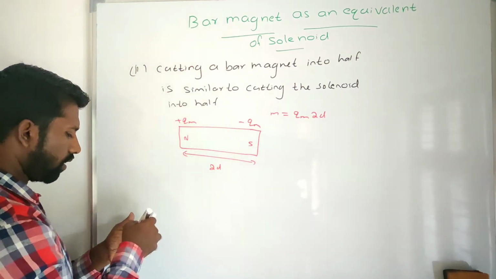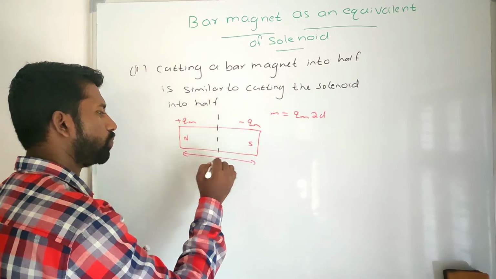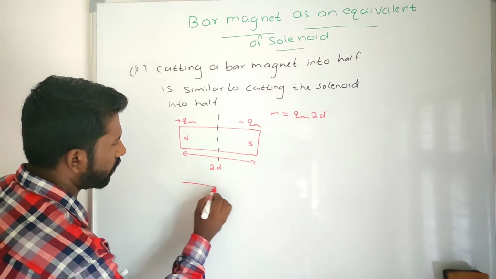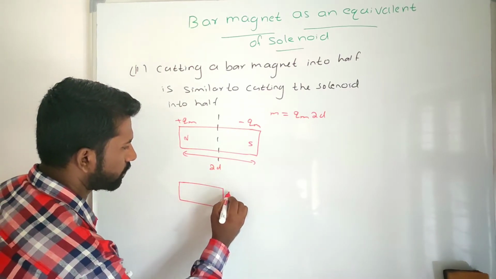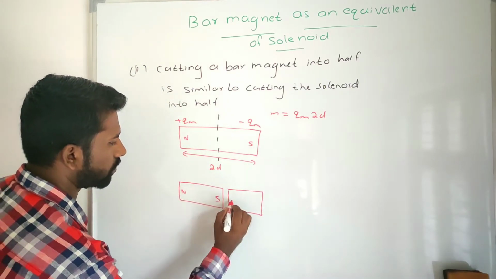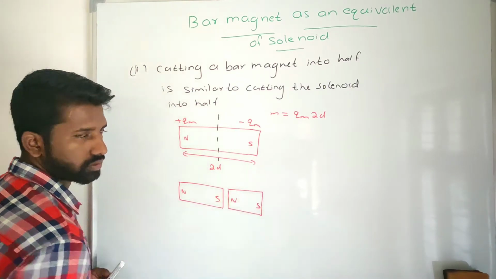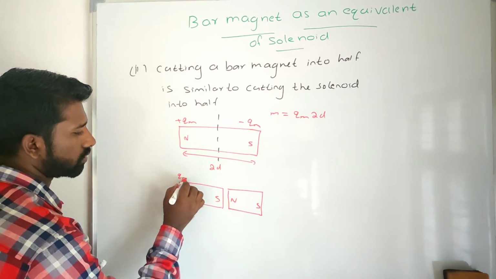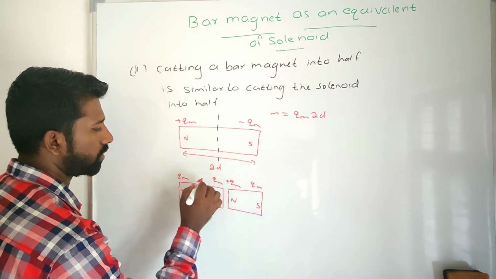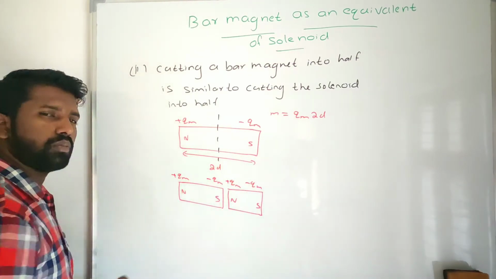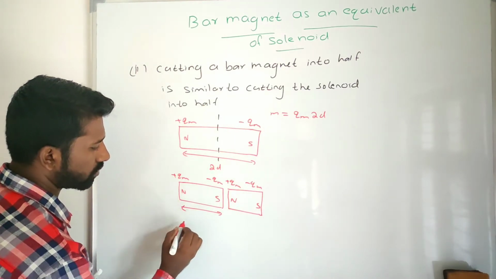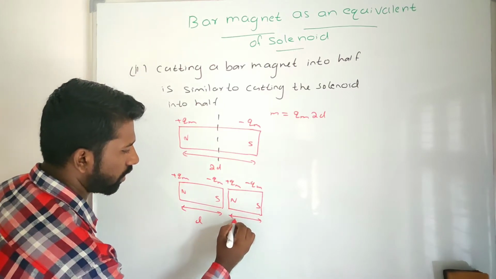I am going to cut this bar magnet into two equal halves. Now I am getting two other magnets. Here is the north pole and here is the south pole. The pole strength is the same: Qm and Qm, plus for the north pole and minus for the south pole. And the length is decreased. Here it is L and here it is L.